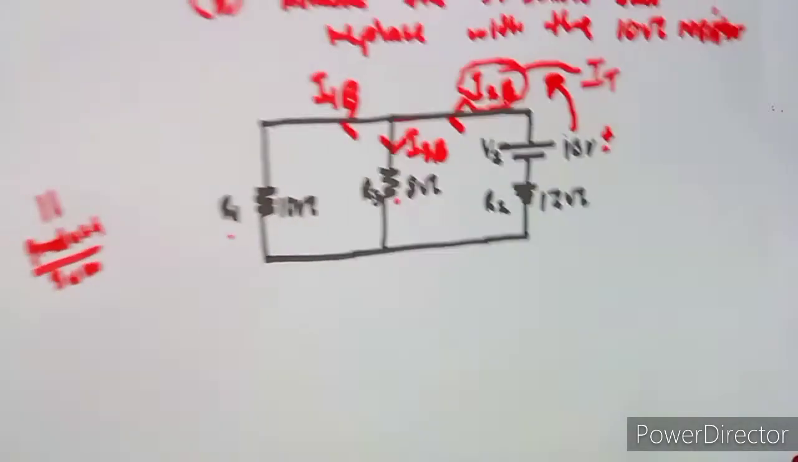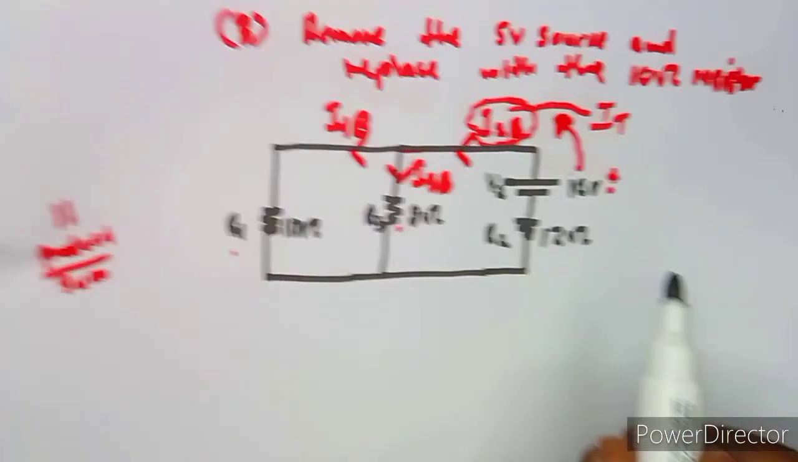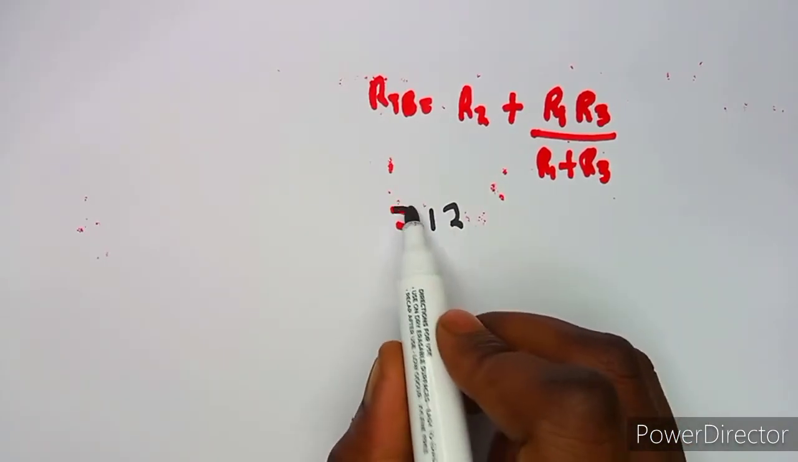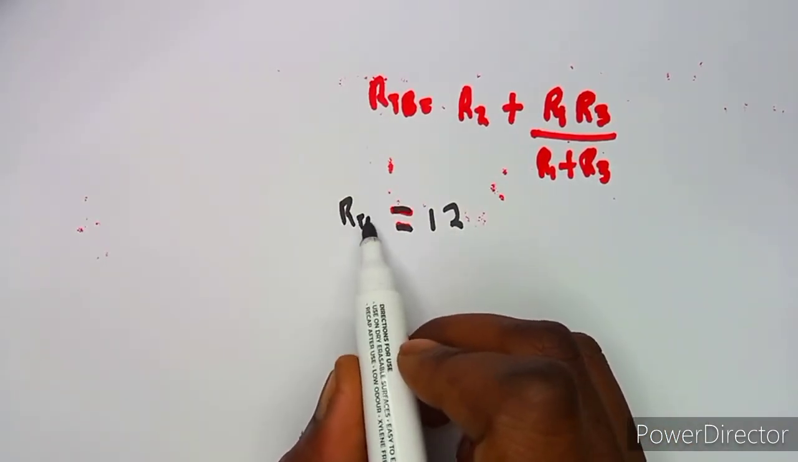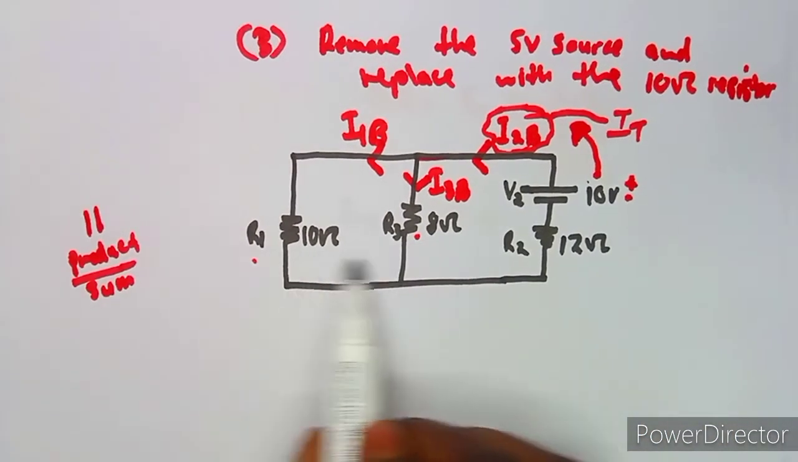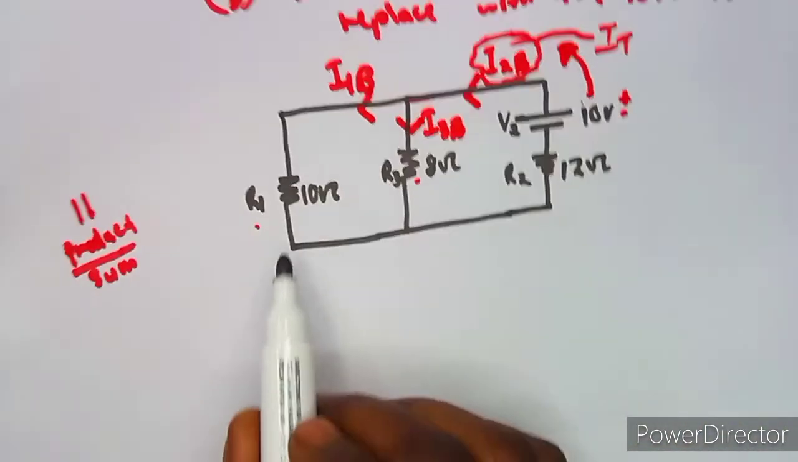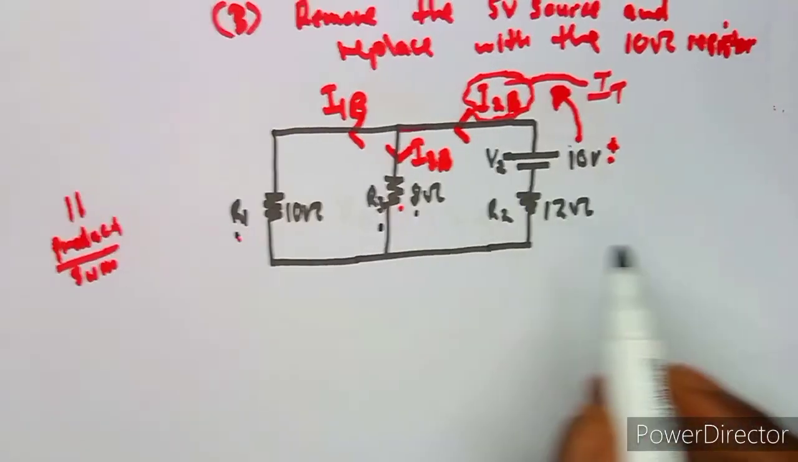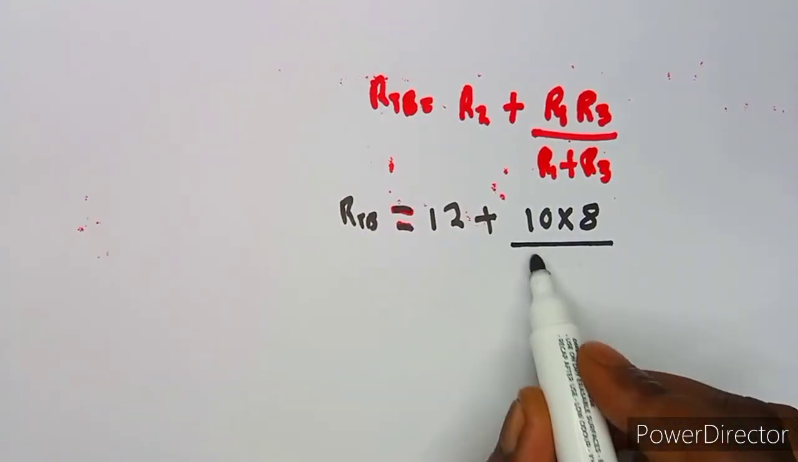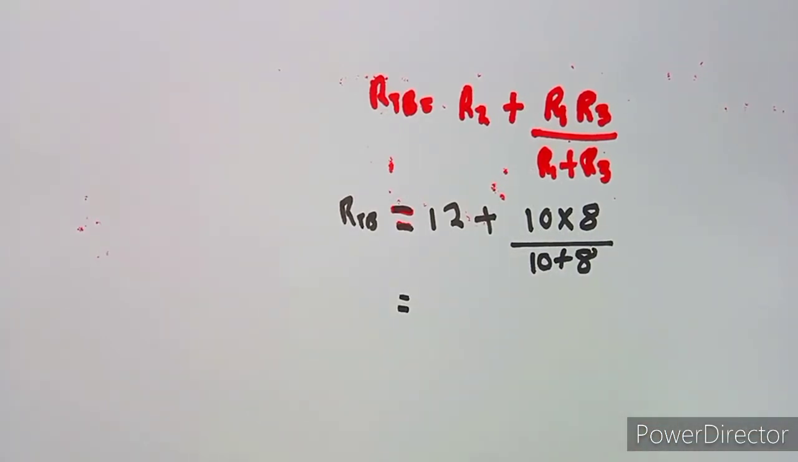So we have our R2, which is the series resistor here of 12 ohms. So that will be 12 ohms there. So this is our RTB, plus the product over sum of these two. So you just multiply there: R1 times R3, 10 times 8 over 10 plus 8. As you can see, that's the formula that you need mostly.